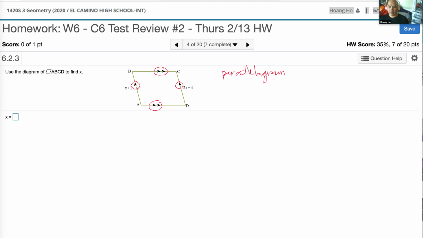Okay. And in a parallelogram, opposite sides have to be congruent. So I would set up x plus 2 equals 2x minus 4. I set up and solve this equation. So I would subtract x on both sides, and then I come out with only x on the right side, and I can see that I need to get rid of negative 4, so I add 4 on both sides. So does that come out to x equals 6? That is your answer.